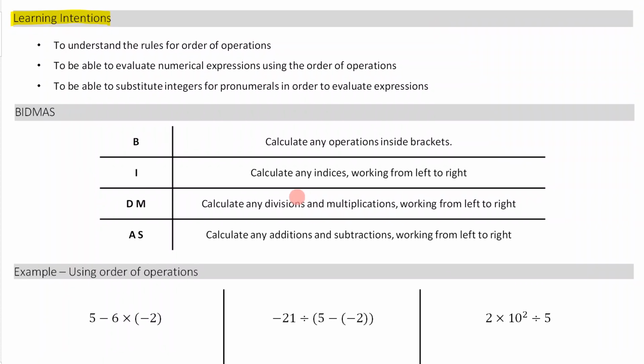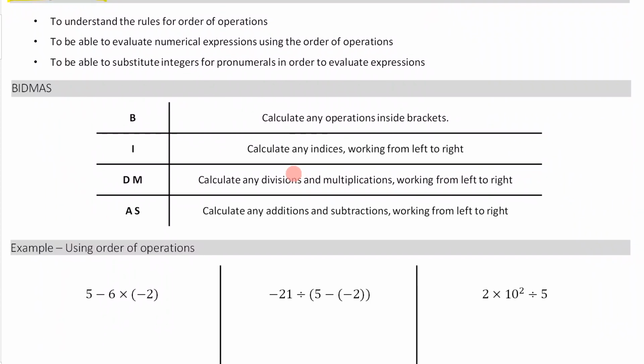So what is order of operations? Well, we learnt about this previously last year. It's just BIDMAS. We know what BIDMAS is. It tells us that the very first thing we should do when evaluating an expression is to first focus on B, brackets. Calculate any operations inside brackets. Then I stands for indices. Next, we would calculate any indices working from left to right.